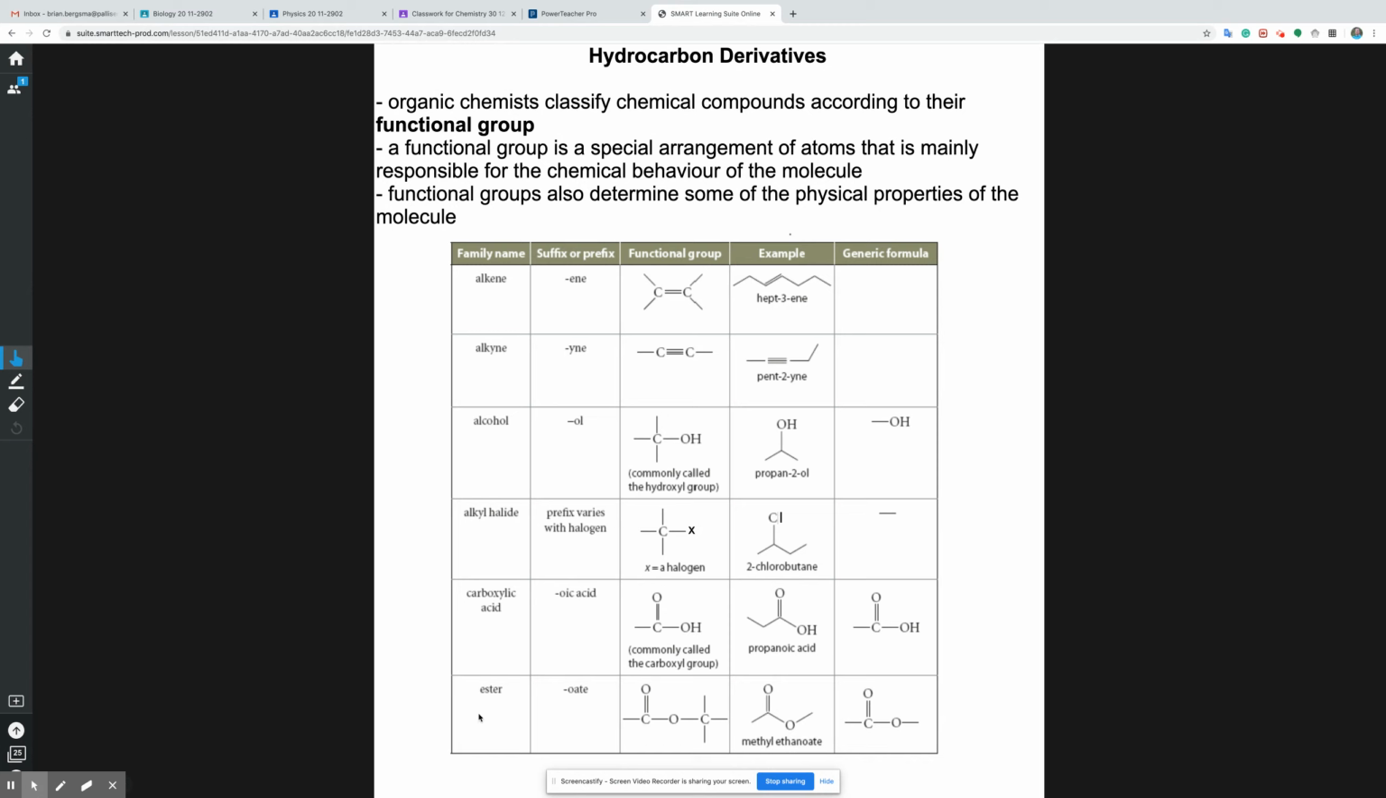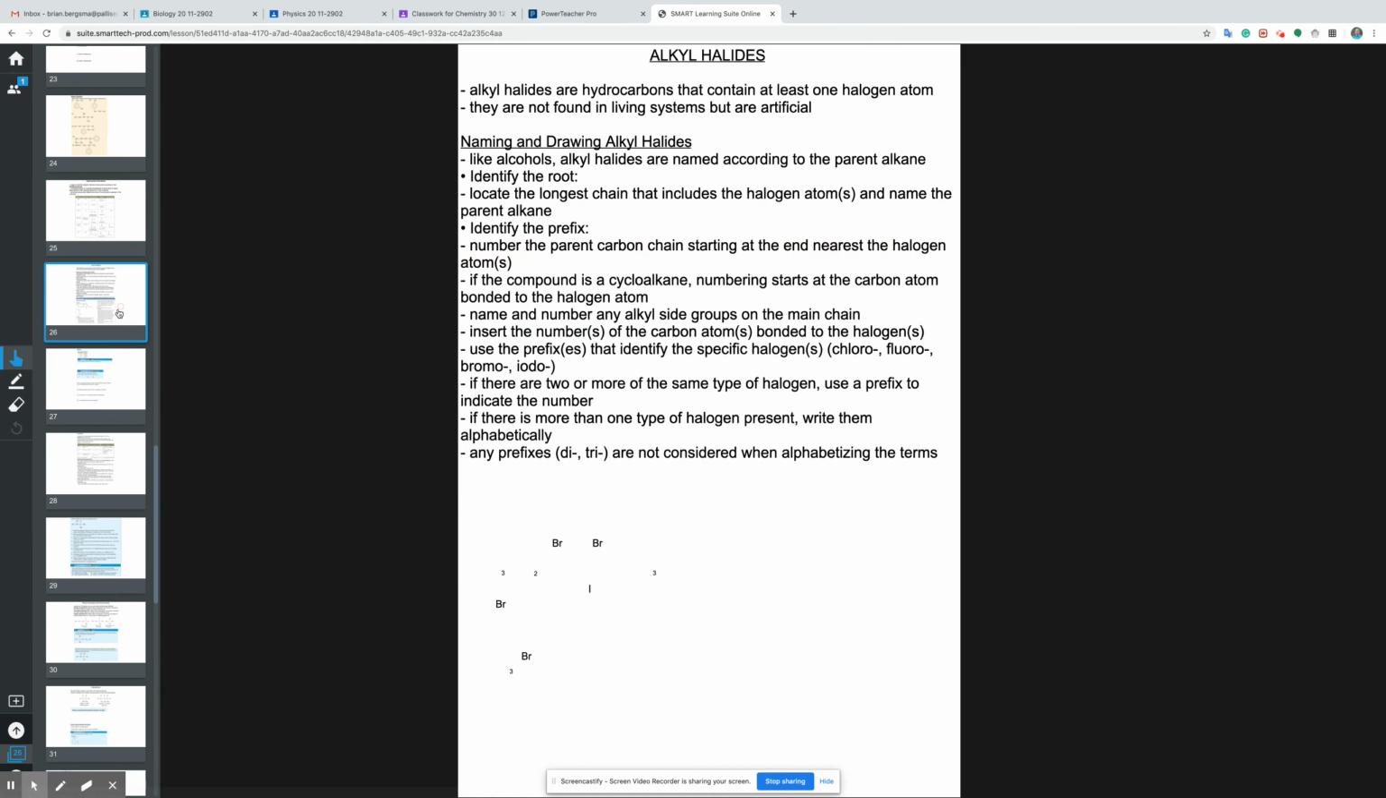Then esters, they end in -oate for their suffix. Basically for an ester, you take off this H and you bond it to another carbon chain. We'll talk about these again. We're going to go through each of these and how to name them and draw them and so on. All right, let's move on.